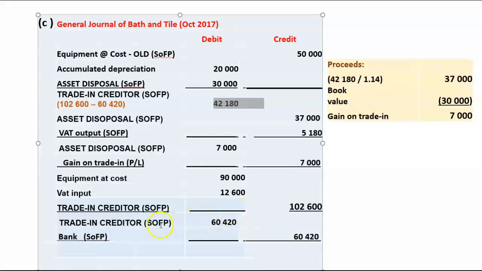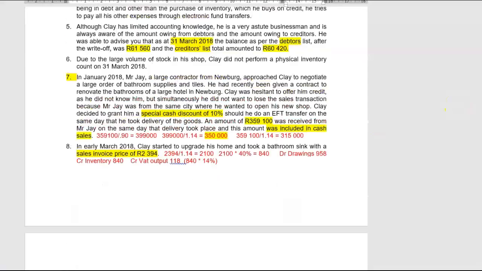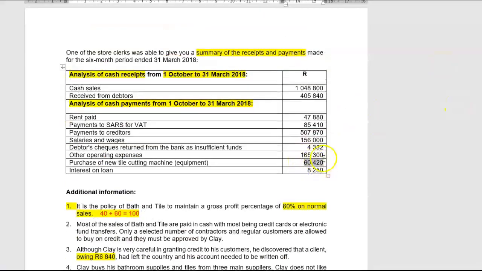So we're going to debit the trading creditor with the outstanding balance of 60,420, and we're going to credit bank with the amount of 60,420. If we check back to our payments, that is then what we have actually paid, 60,420, so I know that my accounting entry is correct.